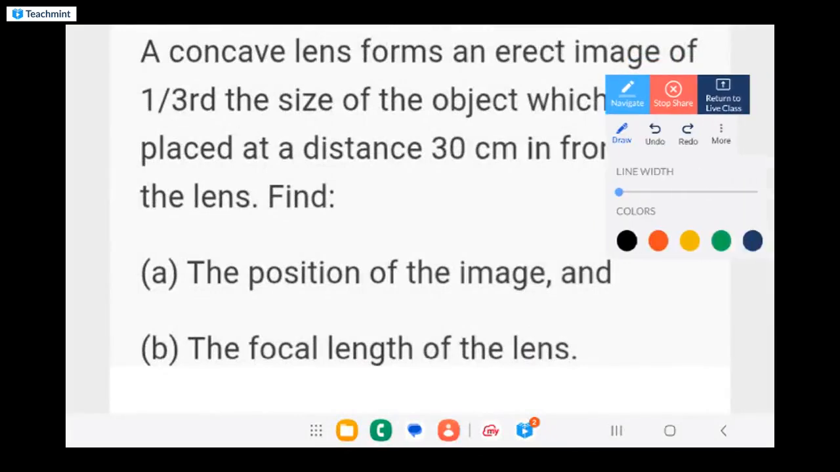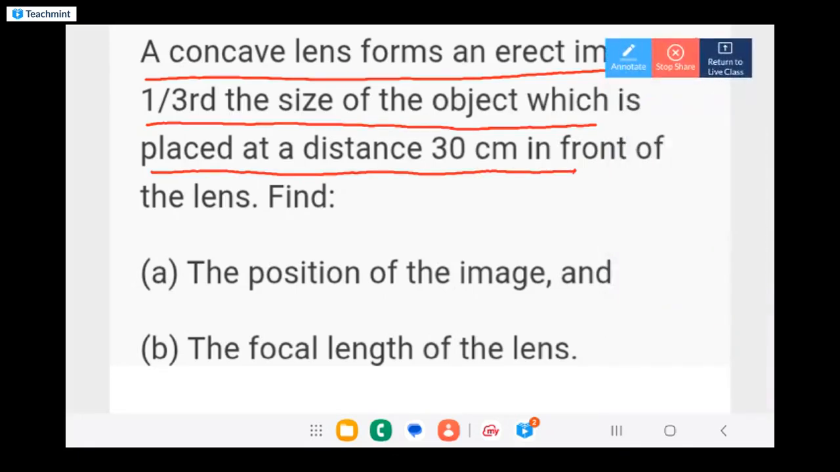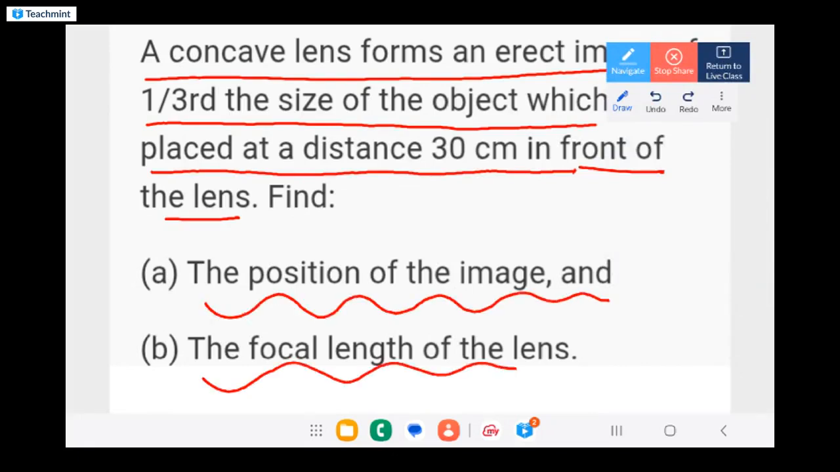So here it's given a concave lens forms an erect image of one-third the size of the object, which is placed at a distance 30 centimeter in front of the lens. So you're supposed to find what is the position of the image and the focal length. Okay. Michelle, tell me what information is given to us.